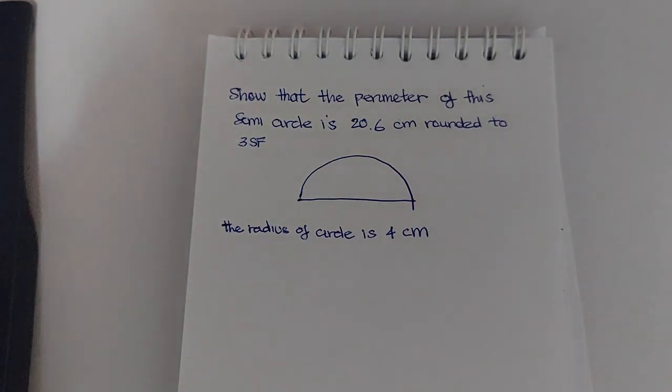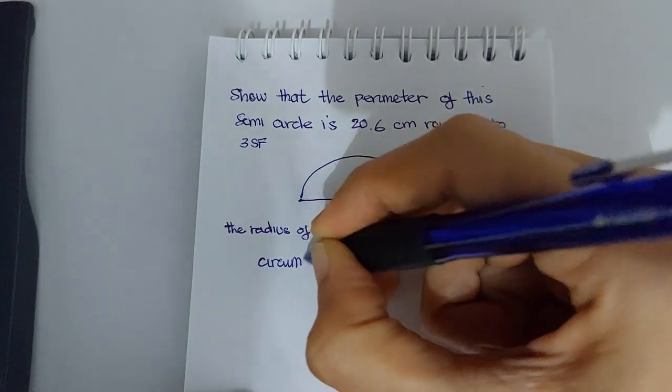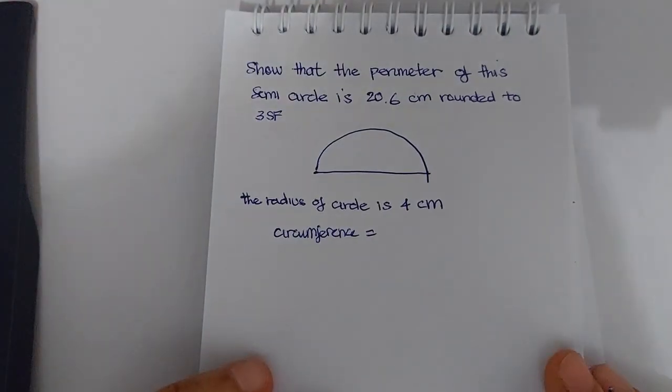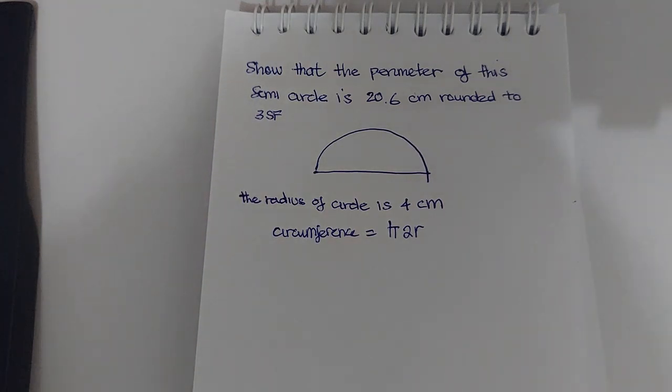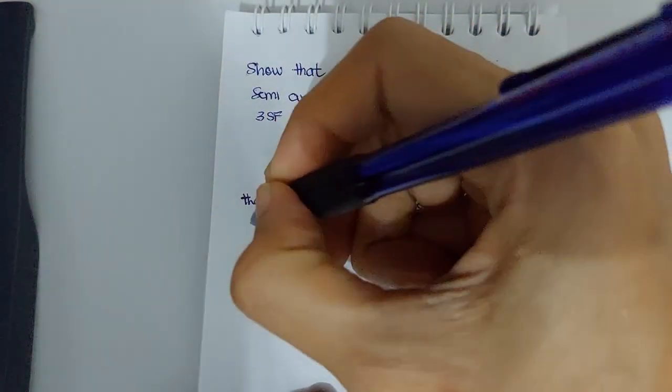Show that the perimeter of this semicircle is 20.6 centimeters after being rounded to 3 significant figures. The radius of the circle is 4 centimeters. Well, perimeter is the circumference. So you need to state the formula to find the circumference of the circle. Well, what is the formula? I will use pi times 2r. Why do I use that? Because in the question, the one that I know is the radius. But if you have the diameter in the question, then you can use the formula pi times d, because d is actually equal to 2 times r, right? So that one will be the circumference of a full circle.